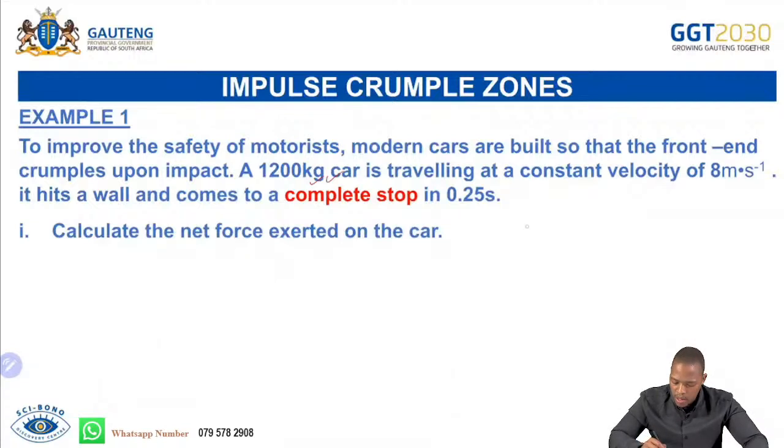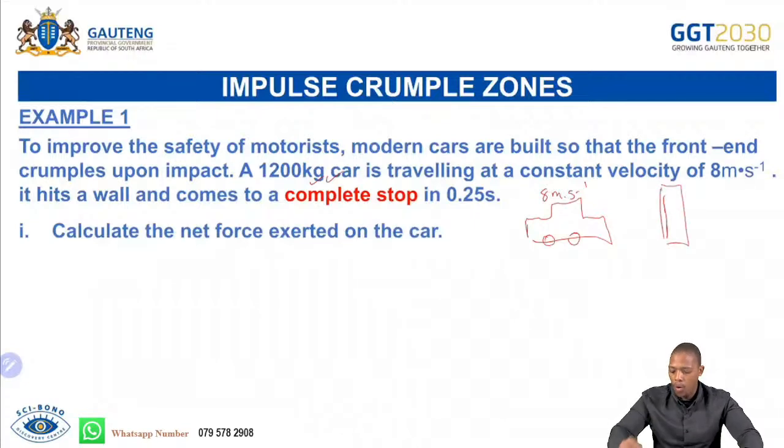So let's try and maybe have some sort of a diagram of what is happening here. We have our car here, and our car is moving with a velocity of 8 meters per second. And it's going to hit a wall. And when it hits the wall, it is said that it will come to a what? A complete stop. We are asked to calculate the net force exerted on the what? On the car, right? Okay, so if they say calculate the net force exerted on the car, how are we going to do that?